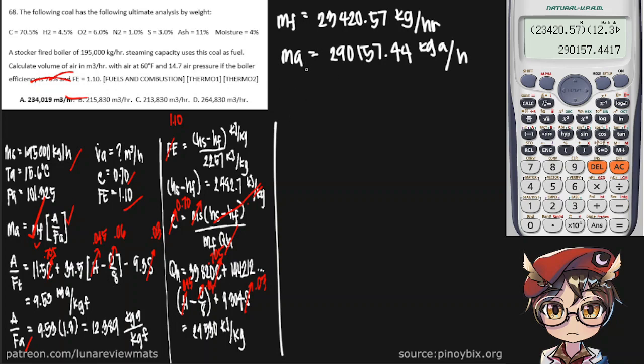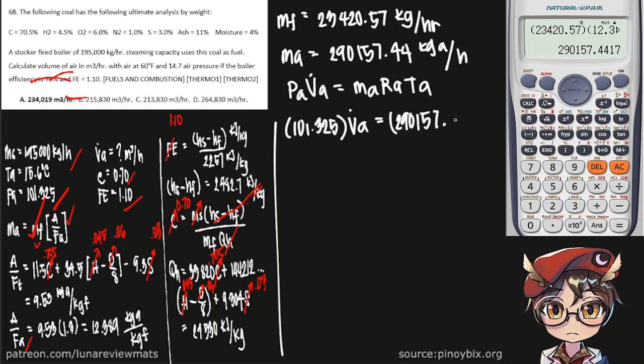Now notice we are not done yet because we're looking for the volume flow rate of our air and not the mass flow rate. So for this, recall our favorite ideal gas law equation. Never get tired of this equation. PV is equal to mRT. So we already have our pressure right here of 101.325 kPa. Our volume flow rate, there should be a dot here. That's what we're looking for. We already have the mass flow rate of our air right up here, 290,157.44. And of course, the gas constant of air is simply 0.287 kilojoules per kilogram Kelvin.